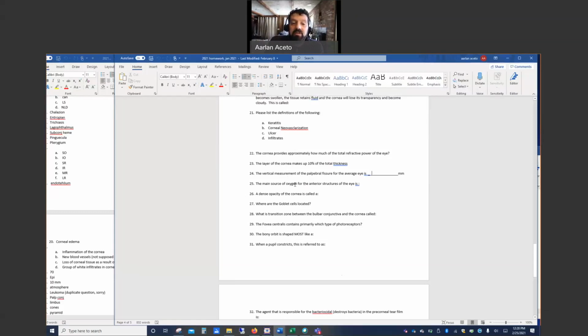The main source of oxygen for the anterior structure of the eyes, meaning what is the main source of oxygen for the cornea? It's not blood vessels. It's nothing off to the limbus. It is diffused oxygen from the atmosphere that goes through the tears. Any combination or anything like that was good. I got stuff from vessels. I got something from limbus. I got something from aqueous humor. Remember, the aqueous humor is behind the endothelium on the inside of the eyeball.